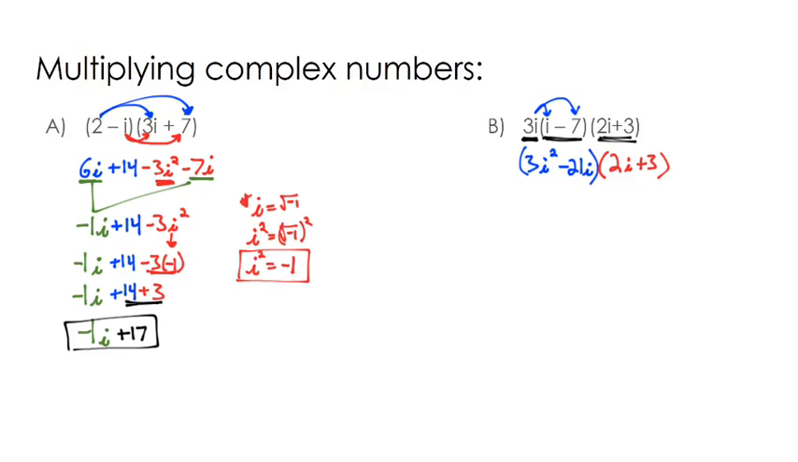So if I do this, 3i squared times 2i, well, that would give us 6i cubed. And then if we do 3i squared times 3, that would give us 9i squared. Now let's do the same thing down here. We have negative 21i times 2i. That would be negative 42, and then i times i is i squared. And then negative 21i times 3, that'd be negative 63i.